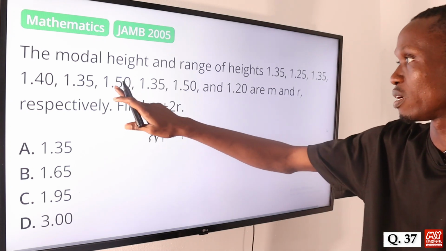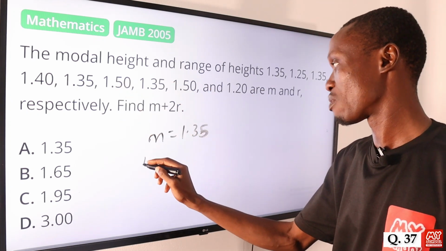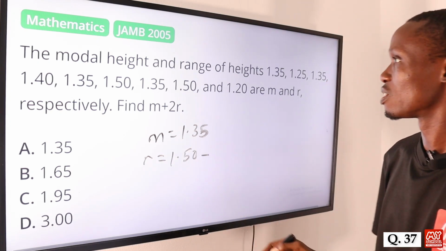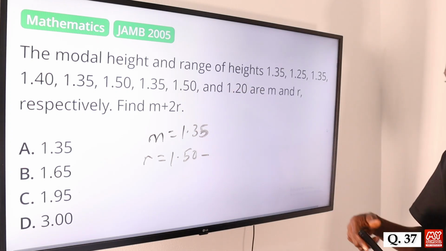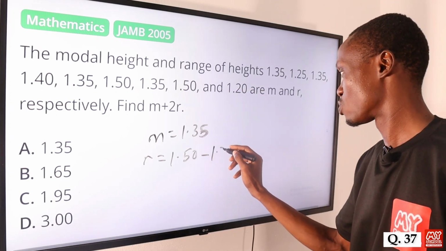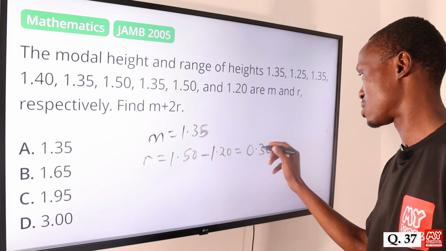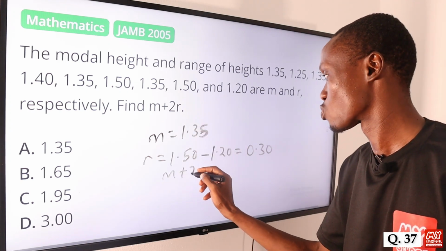So the highest value here, or the highest height here, is 1.50. So our range R will be equals to 1.50, then minus the lowest one. So the smallest value here is 1.20. So here we're having 1.50 minus 1.20, and this will be equals to 0.30. Okay, so we are asked to find M plus 2R.